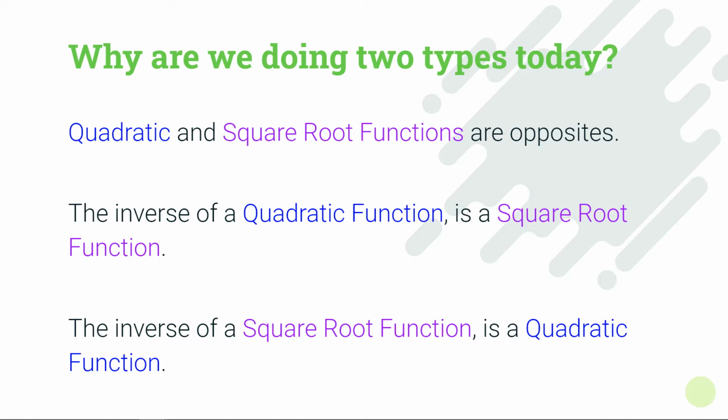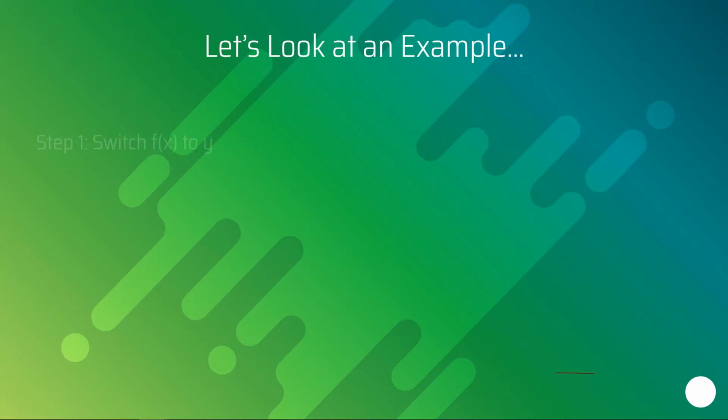The inverse of a square root is a quadratic, an x squared. The inverse of a square root is an x squared. So they are inverses, which means they will cause a mirror image across y equals x. Let's look at an example.